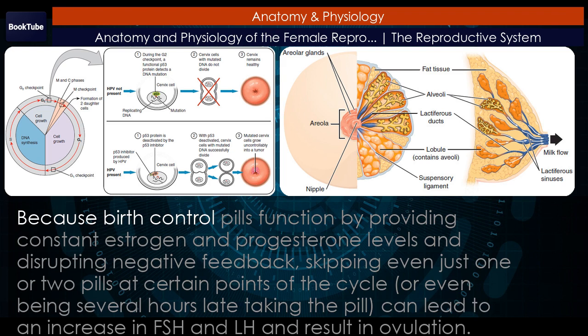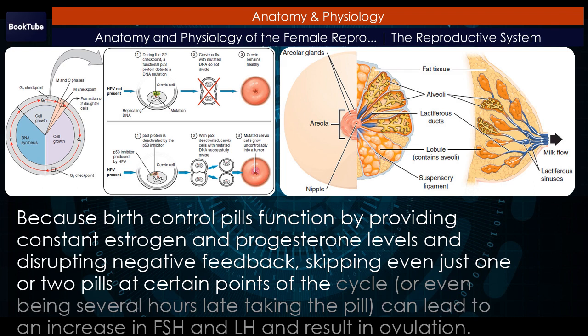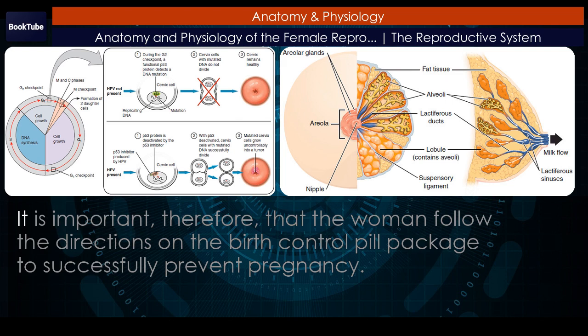Because birth control pills function by providing constant estrogen and progesterone levels and disrupting negative feedback, skipping even just 1 or 2 pills at certain points of the cycle, or even being several hours late taking the pill, can lead to an increase in FSH and LH and result in ovulation. It is important, therefore, that the woman follow the directions on the birth control pill package to successfully prevent pregnancy.